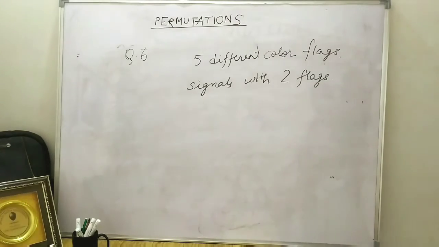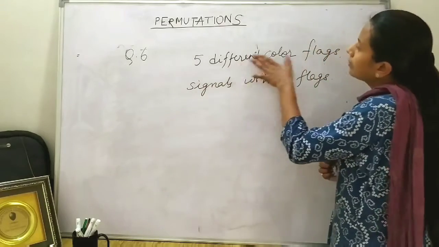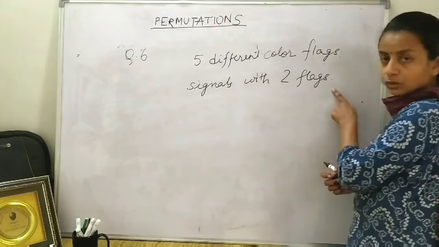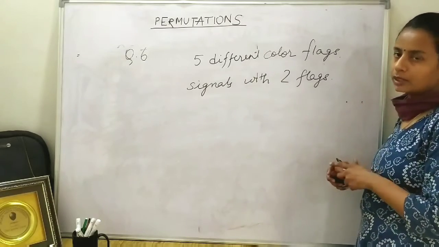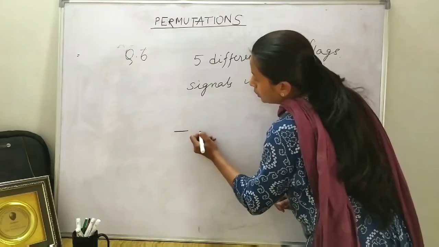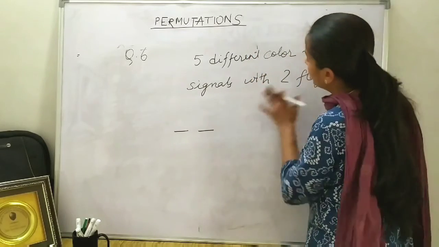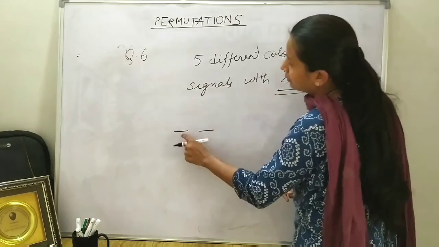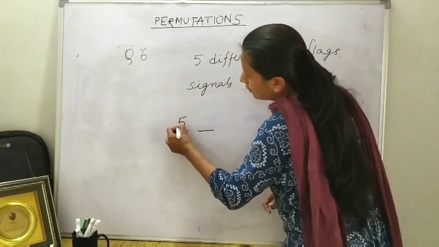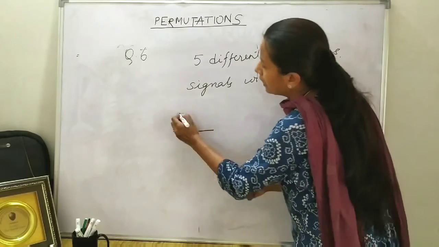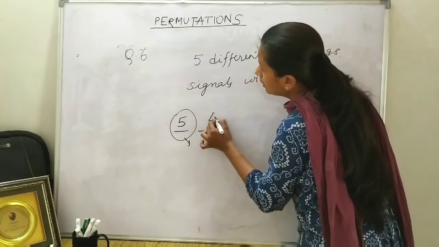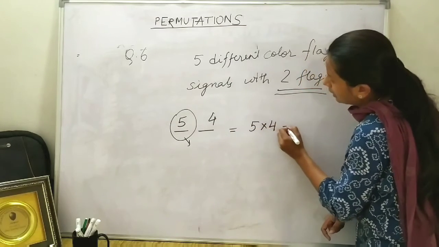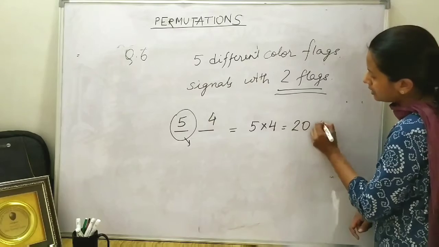Now question number 6 is, we are given 5 different color flags, how many signals can be generated with 2 flags, one below another? Okay, so we have 2 places, right? 2 places because we need only 2 flags for signaling. Okay, the first can be filled with 5 options, and when we have filled the first place we are left with 4 options. So the number of signals that can be generated is 5 into 4, that is 20.